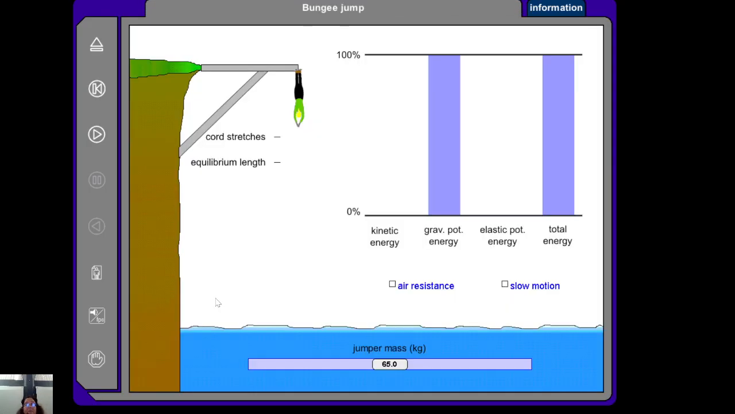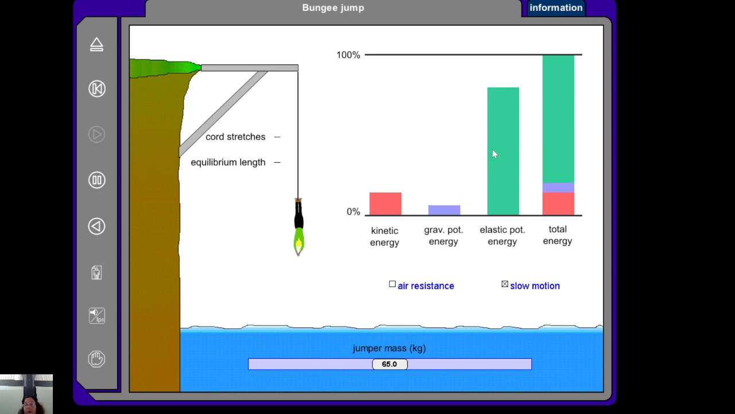Bungee jump. So here it has potential. Then it goes to kinetic until it starts to stretch. Then it will go to elastic potential. So it's going to switch back and forth between kinetic, gravitational potential, and elastic, but the total amount of energy will stay the same.